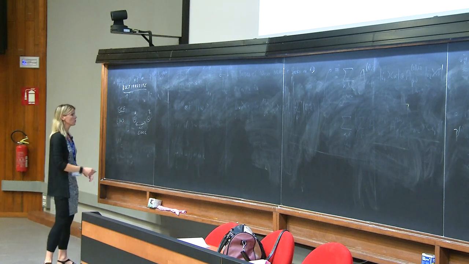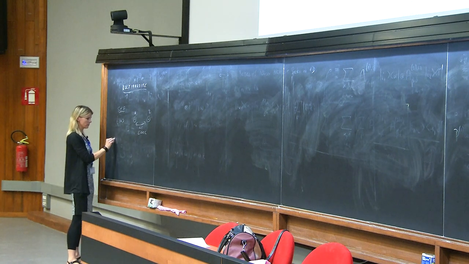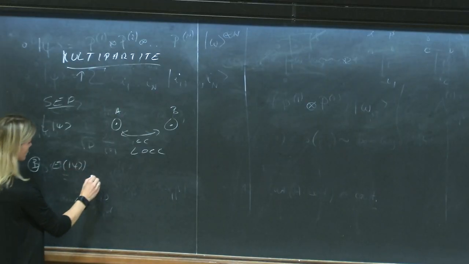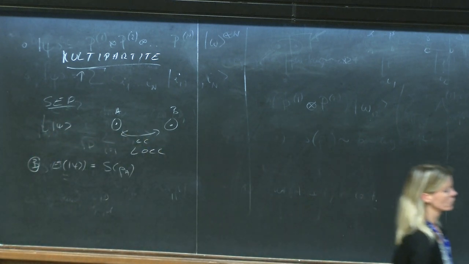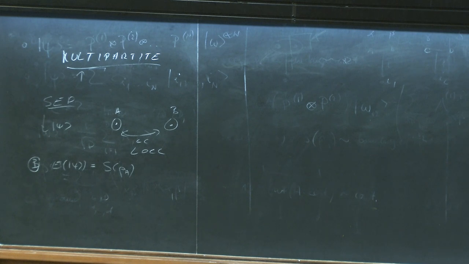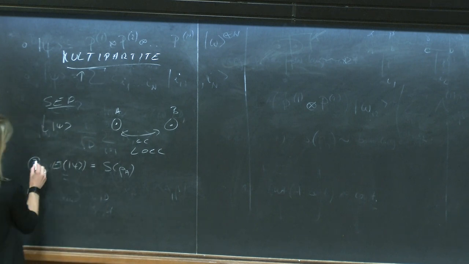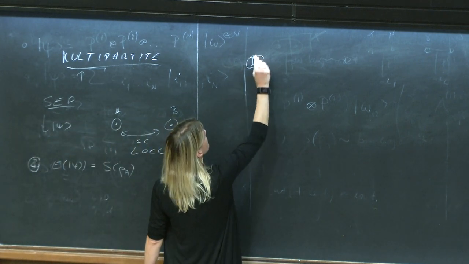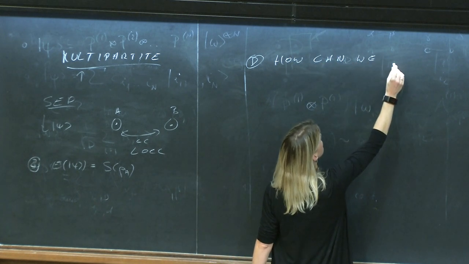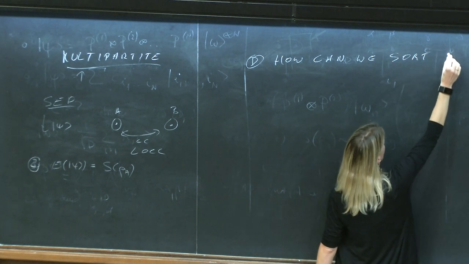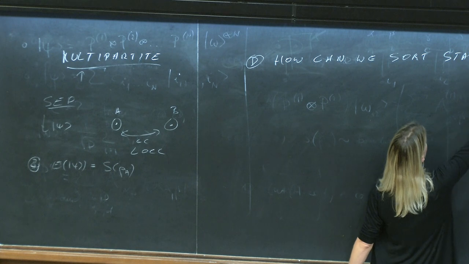Okay, we were saying yesterday also that you can measure entanglement, and if I'm not wrong, this was point B, and we saw, for instance, that one measure of entanglement of a pure bipartite state would be the entropy of the reduced density matrix. Right? So now, the next question that we should address is how can we sort states? So this was actually C. So now we are at D. How can we sort states according to the entanglement that they contain?